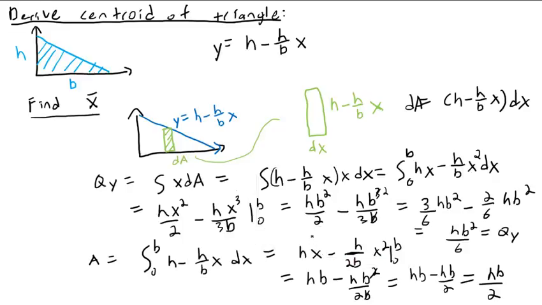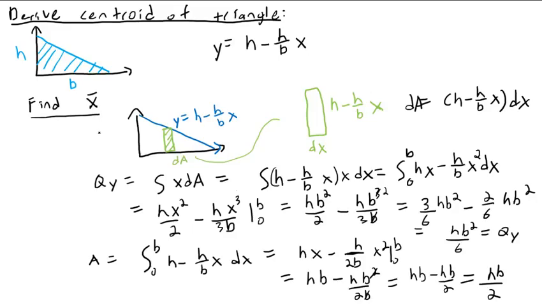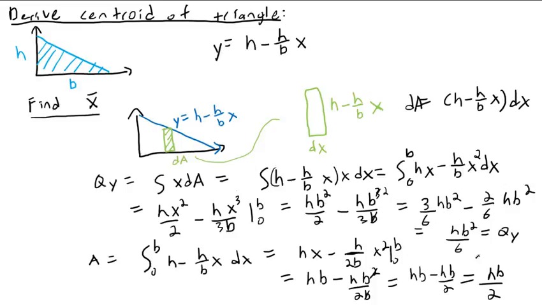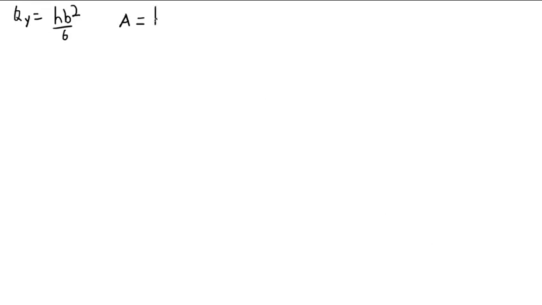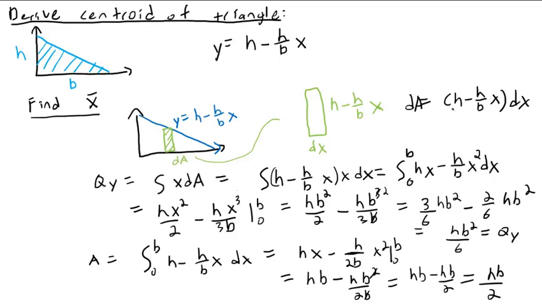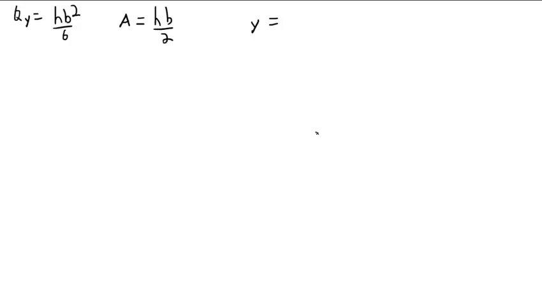Okay. So we know, I'm just going to summarize a bit, Qy equals hb squared over 6. And I know that A is hb over 2. So I'm just transposing stuff from the other slide. And our general equation, again, is y equals h minus h over b x.